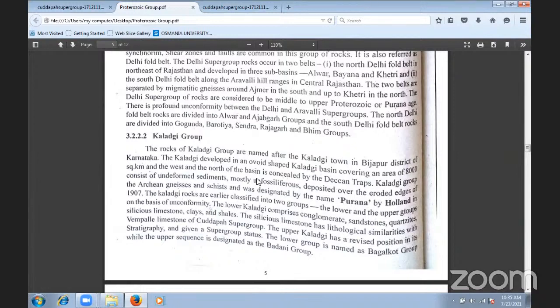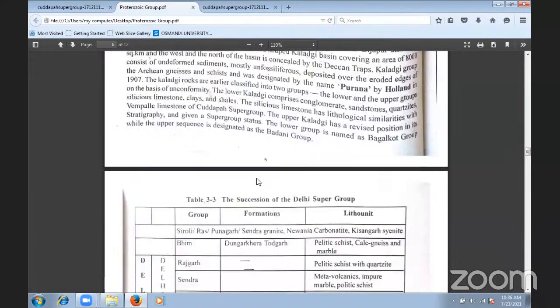It was designated by the name Purana, and the name was given by Holland in 1907. The Kaladgi rocks were earlier classified into two groups, lower and upper, consisting of siliceous shales, siliceous limestones, clays, and shales. The siliceous limestones have lithological similarities with the stratigraphy and were given supergroup status. The lower group is known as the Bagalkot group, and the upper sequence is designated as the Badami group.